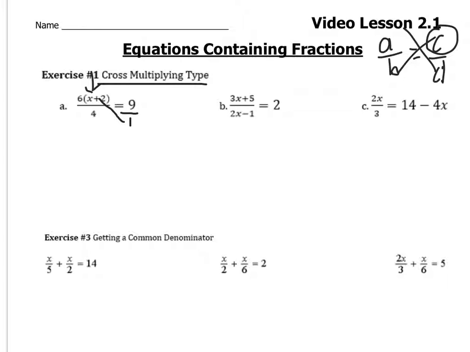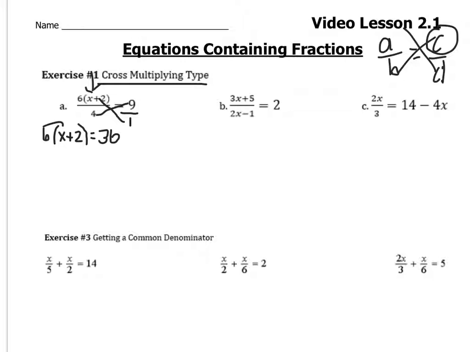We go diagonally this way. 1 times 6(x + 2) just gives us 6(x + 2). Multiplying by 1 doesn't change anything. The equals goes in the middle. And now we're going to multiply this way. 4 times 9 gives you 36. Look, our fractions are gone. And we know how to solve this.